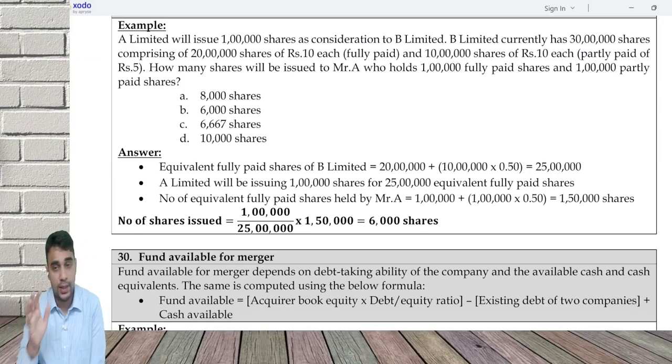Okay, let's assume I have decided that I want to acquire a company, but it could be possible that I don't want to allot shares. Then what is the choice I have? I have to give them cash. But for giving them cash, I need to have cash in my balance sheet. So a question may ask, how much fund is available for merger?